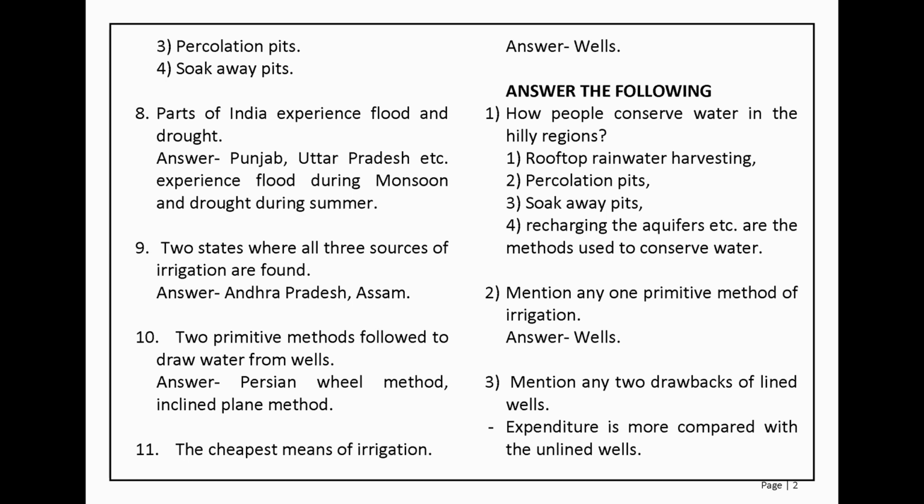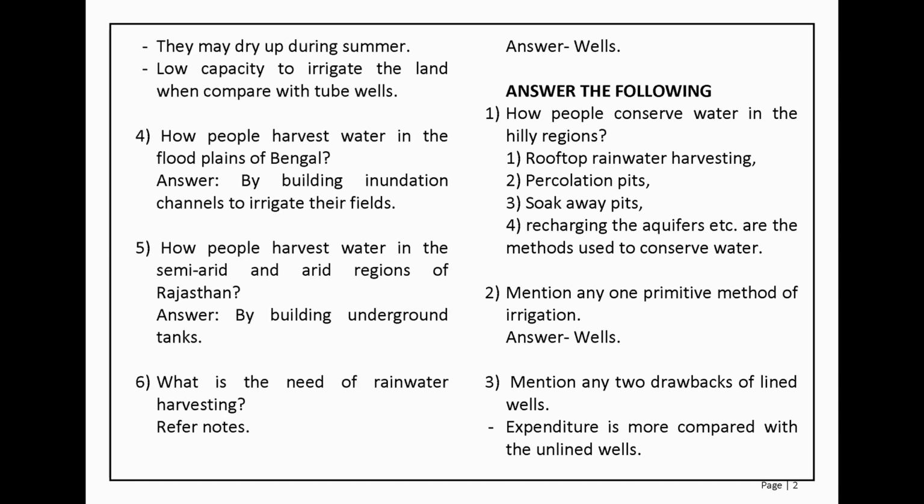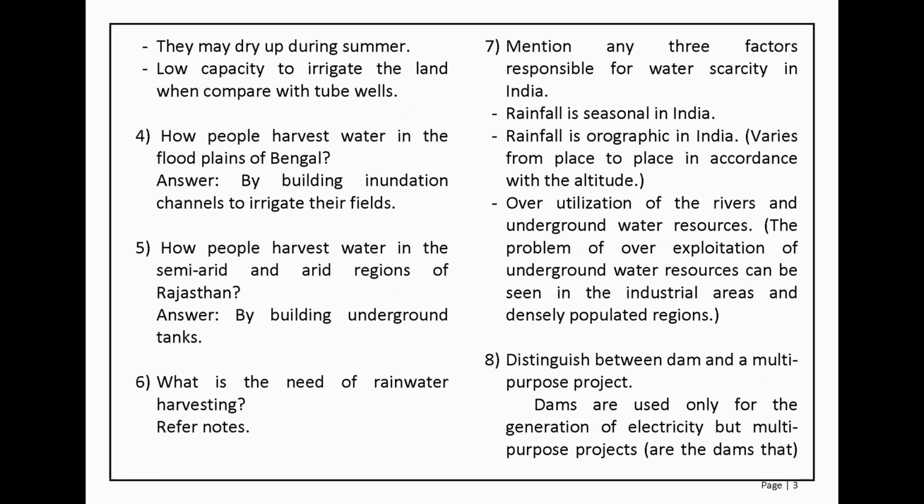Expenditure is more compared with the unlined wells. They may dry up during summer. Low capacity to irrigate the land when compared with tube wells. How people harvest water in the floodplains of Bengal. Answer, by building inundation channels to irrigate their fields.